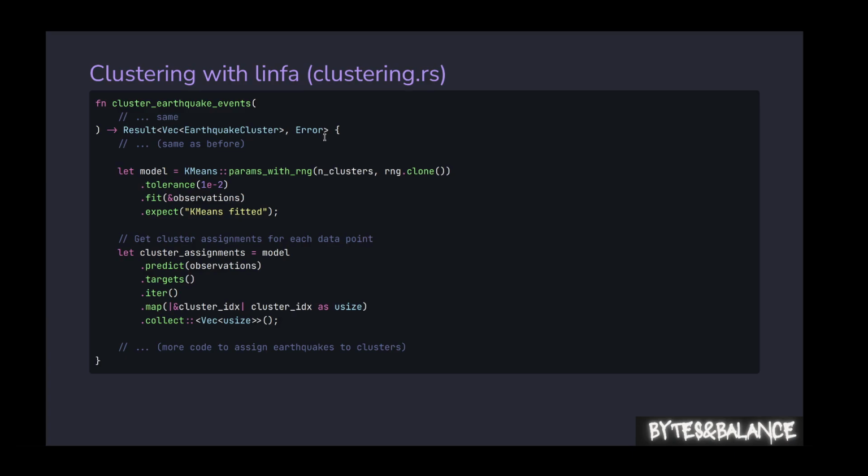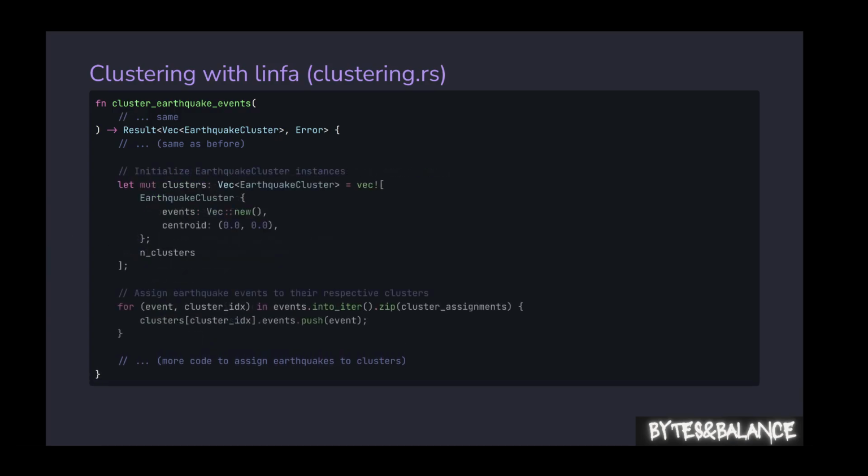And then once the model is trained, we obtain cluster assignments for each earthquake event, which tells us which cluster each earthquake belongs to based on the model's analysis of the data in these lines. And then we have the initialization that will create a vector called clusters to store the information about each cluster. Each cluster will hold the earthquake events assigned to it and its calculated centroid. Centroid is important. And that happens here. And then after the initialization, we iterate through our original events list and the corresponding cluster assignments. For each earthquake, we'll push it into the appropriate cluster within the clusters vector.